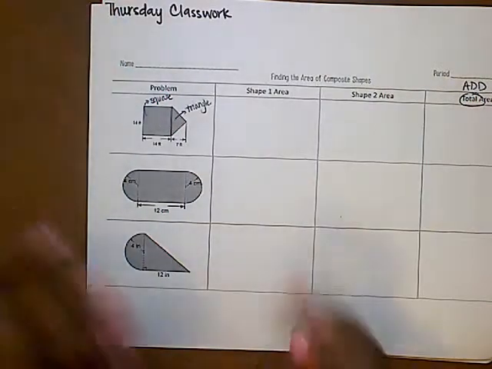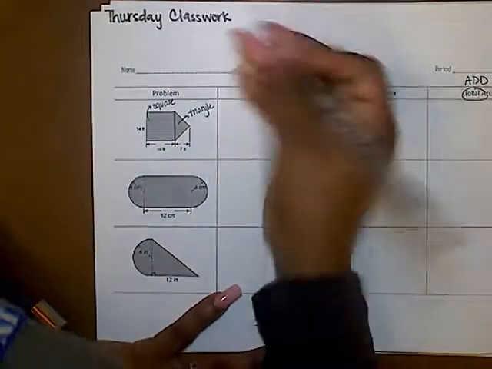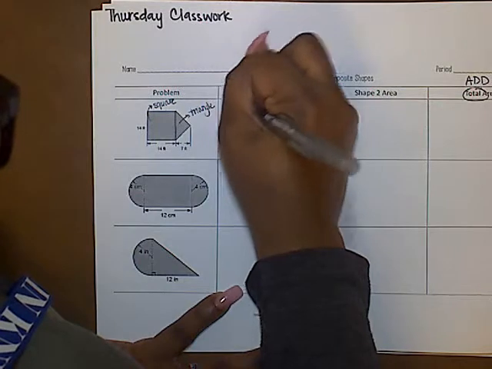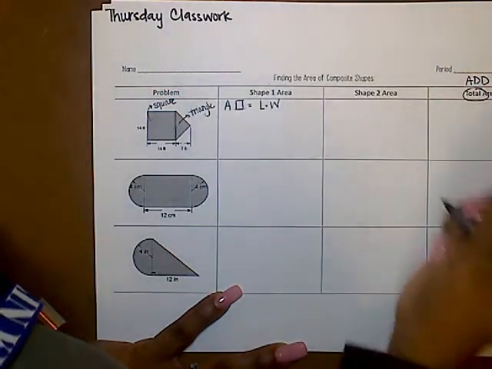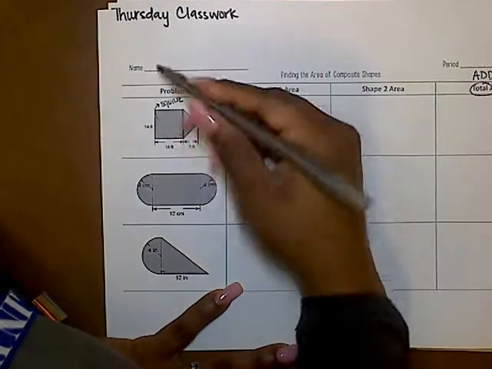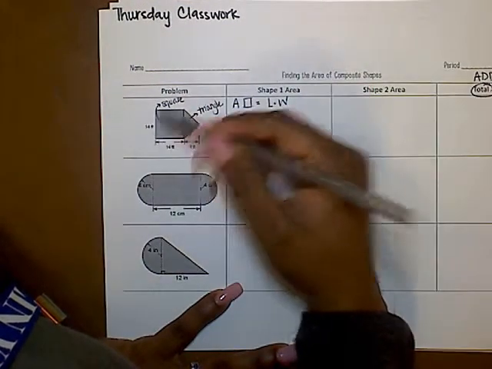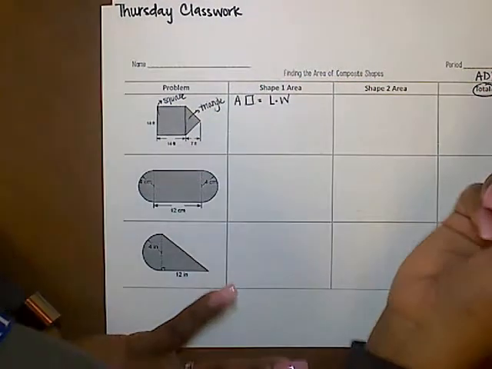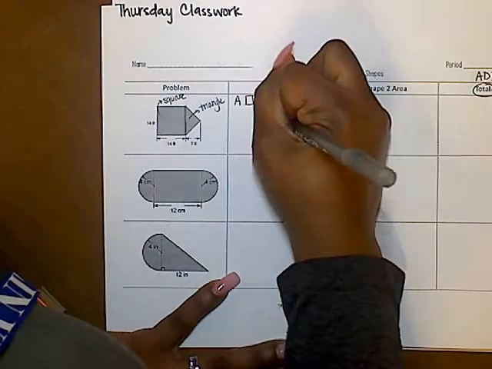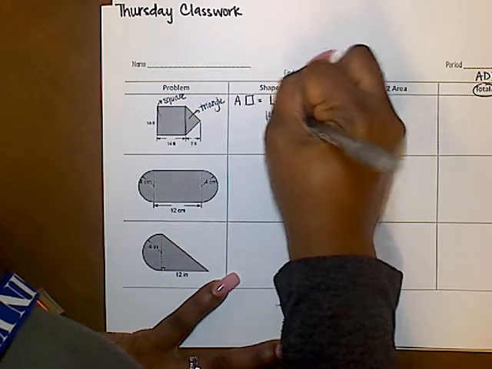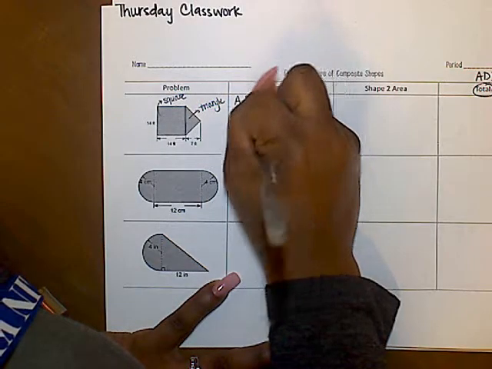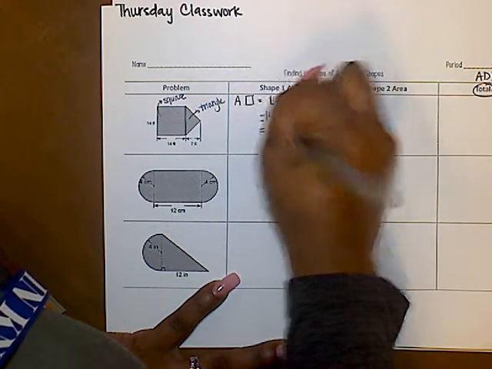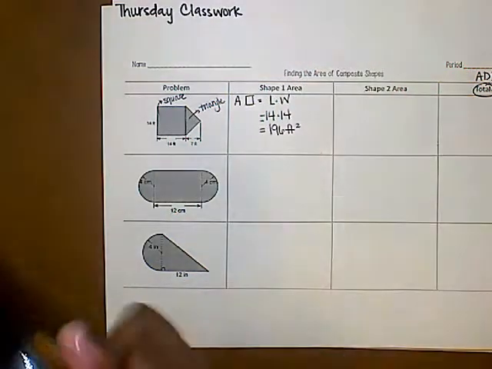Okay, so now we're just going to find the area of our square first. We know that formula is length times width. A square has the same side length, so we have 14 and 14 here and here. So we have 14 times 14, and when we multiply that out, we get 196 feet squared.